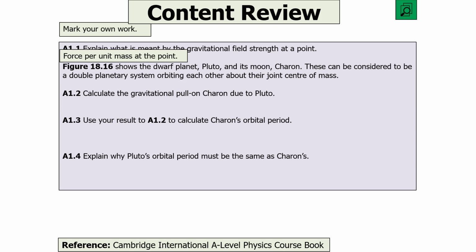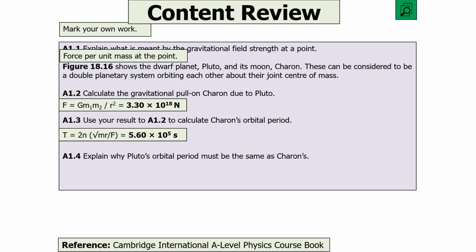So to work that out we've got to use Newton's law of gravitation, F equals big G m1 m2 over r squared. Pop in all the values which are given to you in the question, and the answer is 3.3 times 10 to the 18 newtons. You can then use this to determine the orbital period, because we can link it into the idea that this force is also the centripetal force.